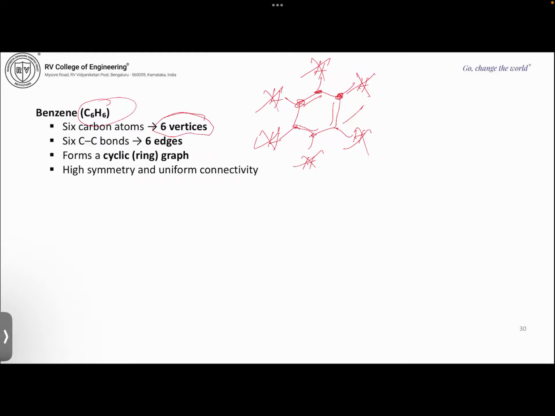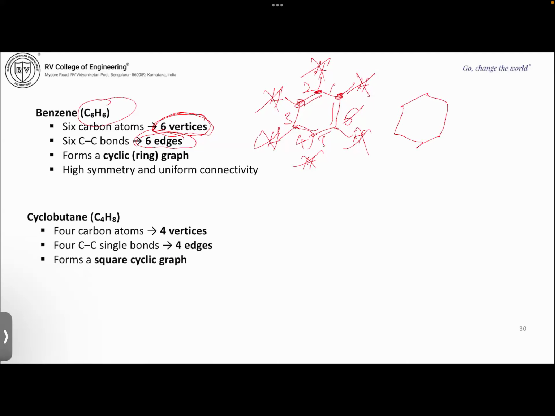Therefore, it has 6 nodes or vertices, and 6 edges. So it forms a cyclic ring like this. This is the graph for it. We also ignore the double bond; double bonds we represent with different descriptors in molecular topology. So this is a simple cyclic graph, with high symmetry and uniform connectivity.